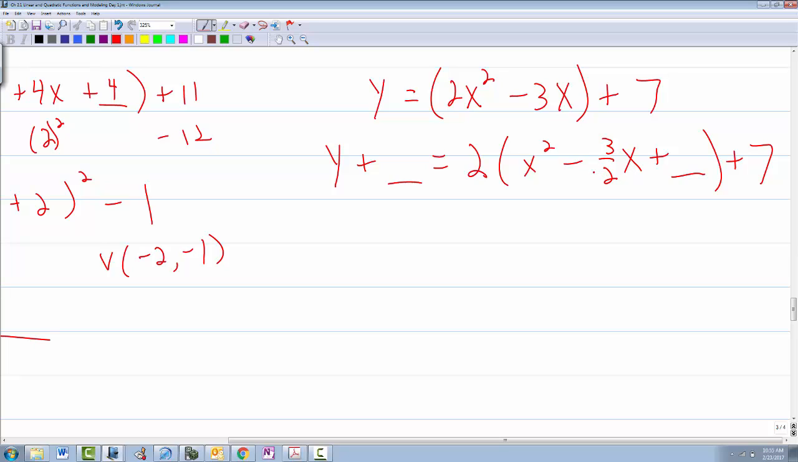when I say complete the square, you say take half the middle term. Wait a minute. How do I take half the middle term? This is so easy. This becomes what? -3 over 4. And then what do I do to it?